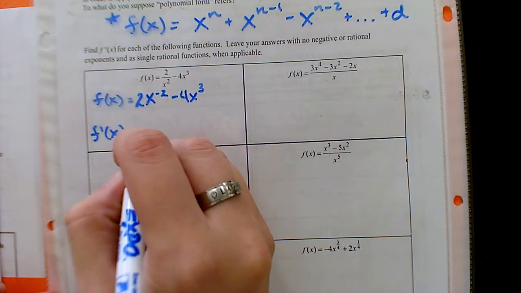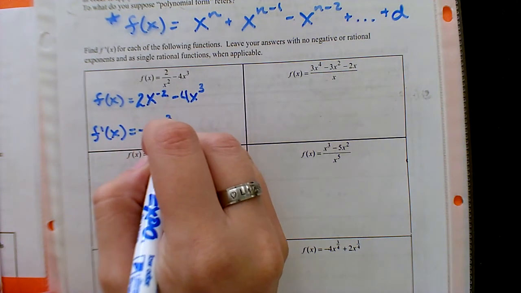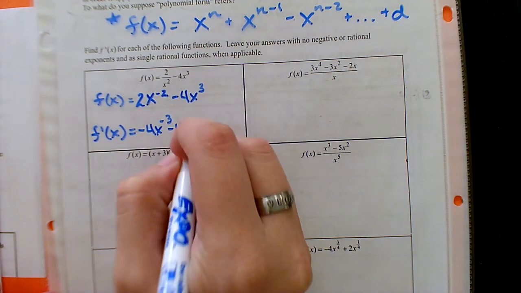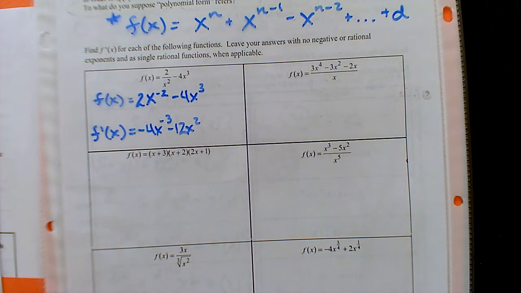What do you think, Braden? Negative 4x to the negative third. Yep. Minus 12x squared. How'd you guys do? Pretty good? All right. Now here's the thing. That is a wonderful derivative to find using our shortcut.